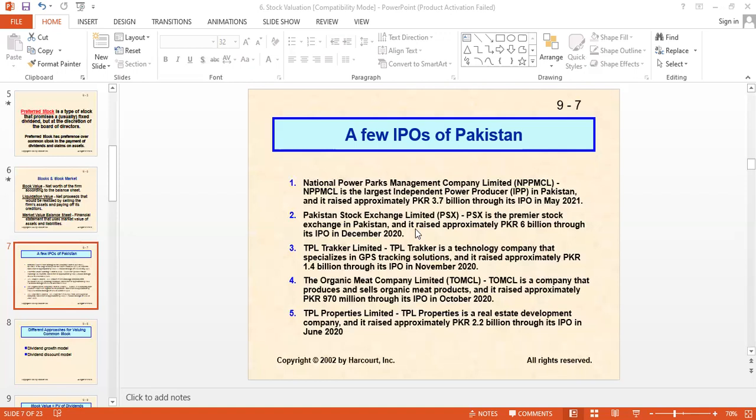So I have put a few of these recent examples just as a reference. Obviously, you are not supposed to memorize them. These are just for reference. Companies regularly generate financial resources through IPOs. All right.